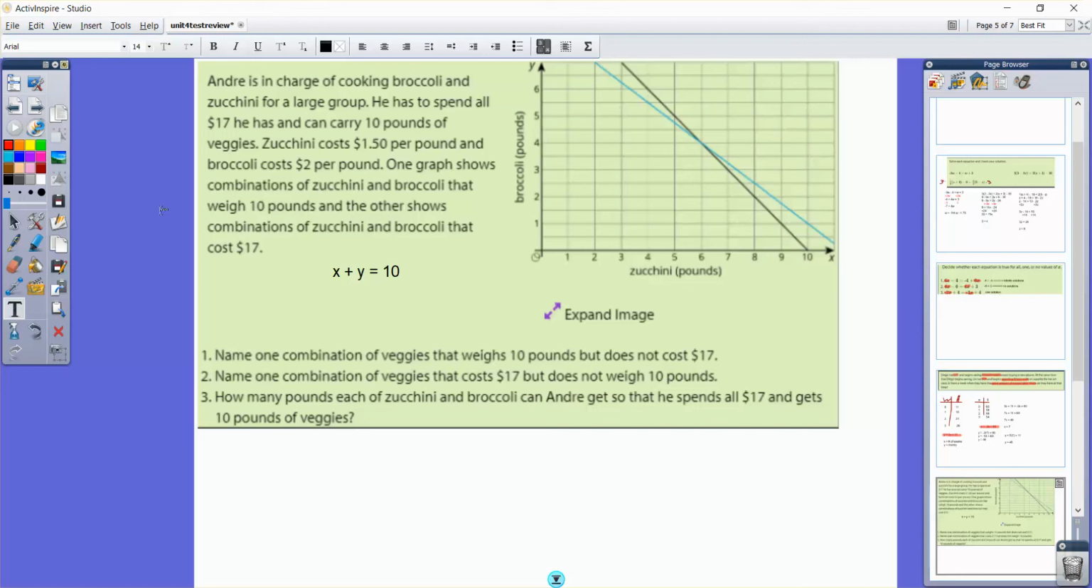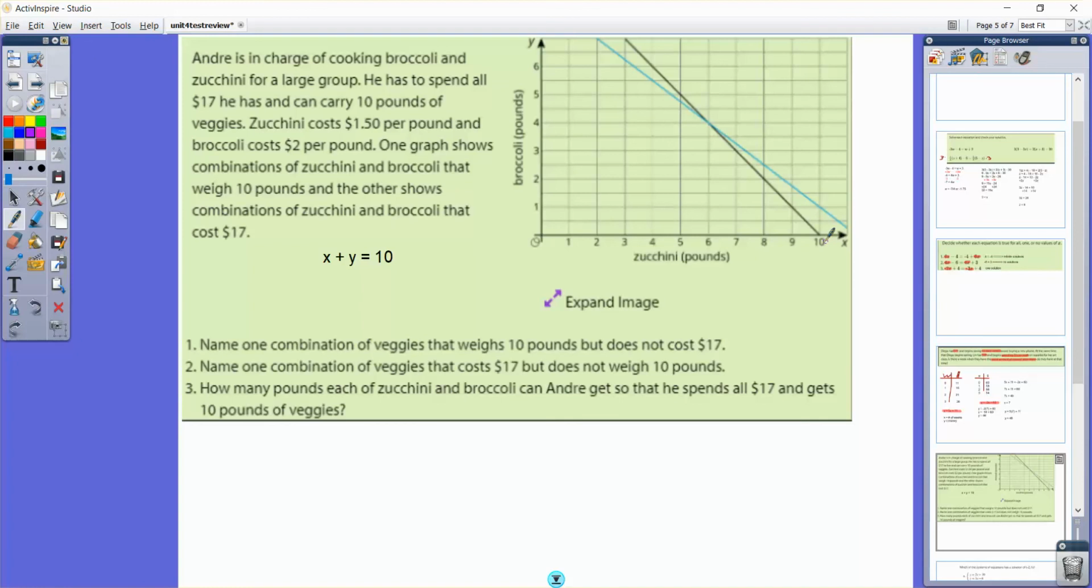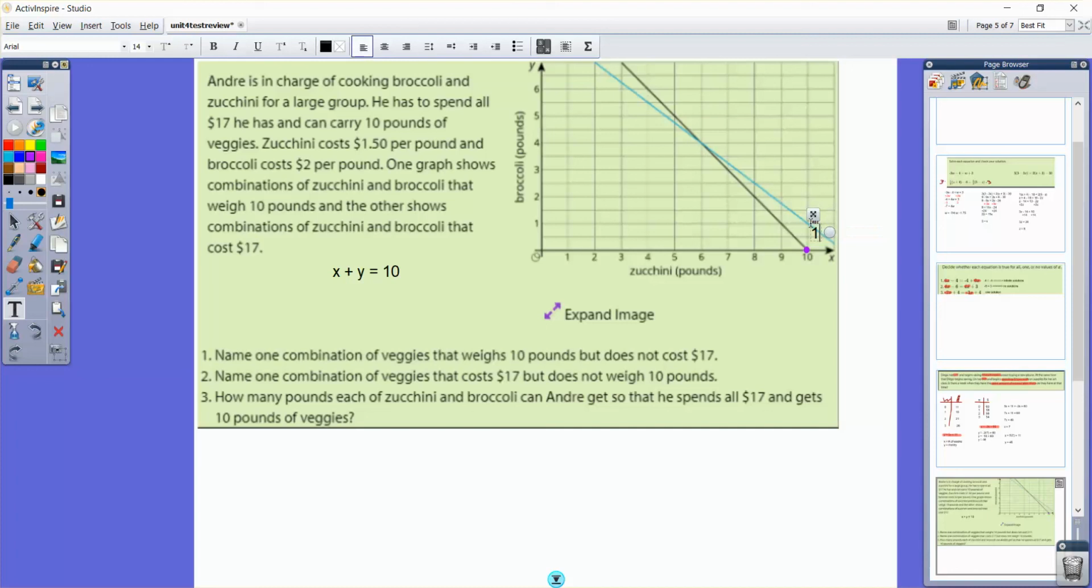If you look over here at this point right here, that is the value I just described. Let me fatten that up a little bit. That point is 10 pounds of zucchini and 0 pounds of broccoli. So if x is zucchini and y is broccoli, that is a combination that fits this first question: a combination that weighs 10 pounds but doesn't cost $17. I can verify that too, because zucchini is $1.50 a pound, so 10 pounds of zucchini would cost me $15. It doesn't cost $17 because I'm not buying broccoli.